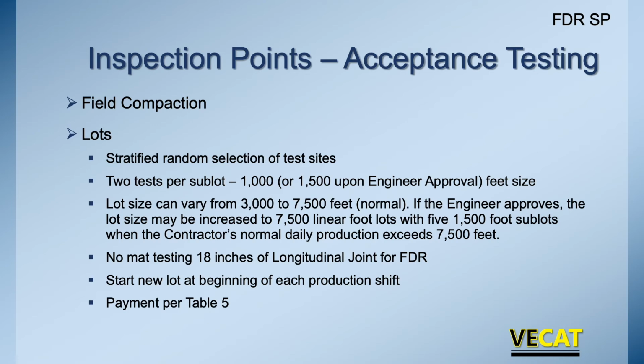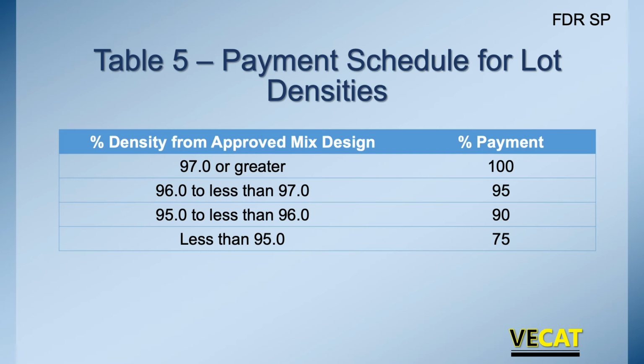And all of our payment for these materials is per table 5. So table 5 says, let's look at our percent of the approved mix design. And if we're 97% or greater, we get 100% payment. So we look at what is our mix design approved density. And then out in the field, are we at 97, or are we at 96 to 97, or 95 to 96? Or are we less than 95%? And if so, it's 75% pay.